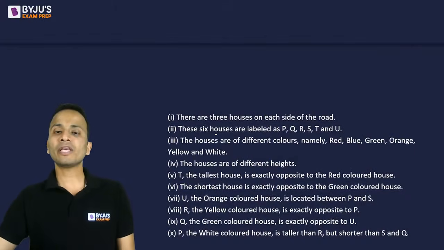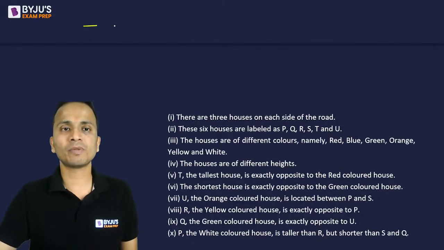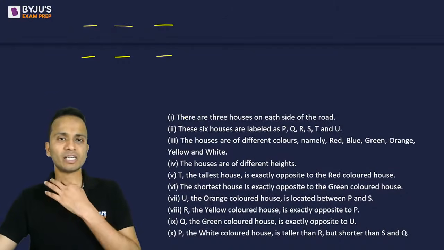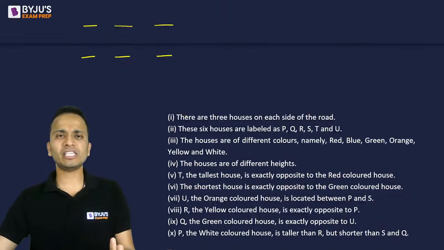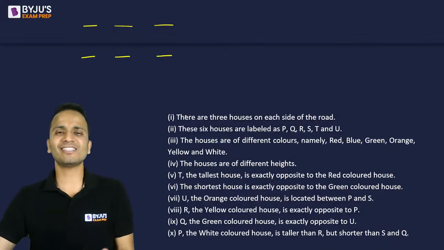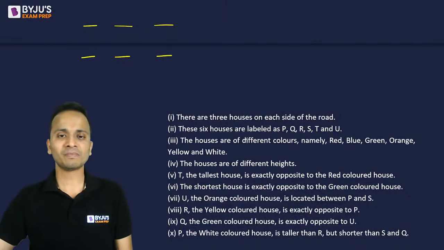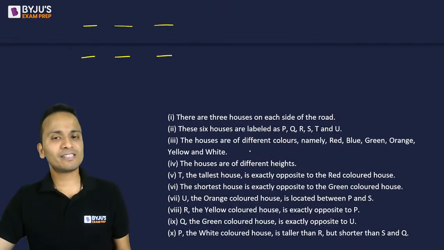Now there are three houses on each side of the road. So one, two, three, one, two, and three. Okay. First condition is over. So the first condition is not actually a condition. This is just information. Now these six houses are labeled as P, Q, R, S, T, U. Second is also simple. Third says there are six different colors.